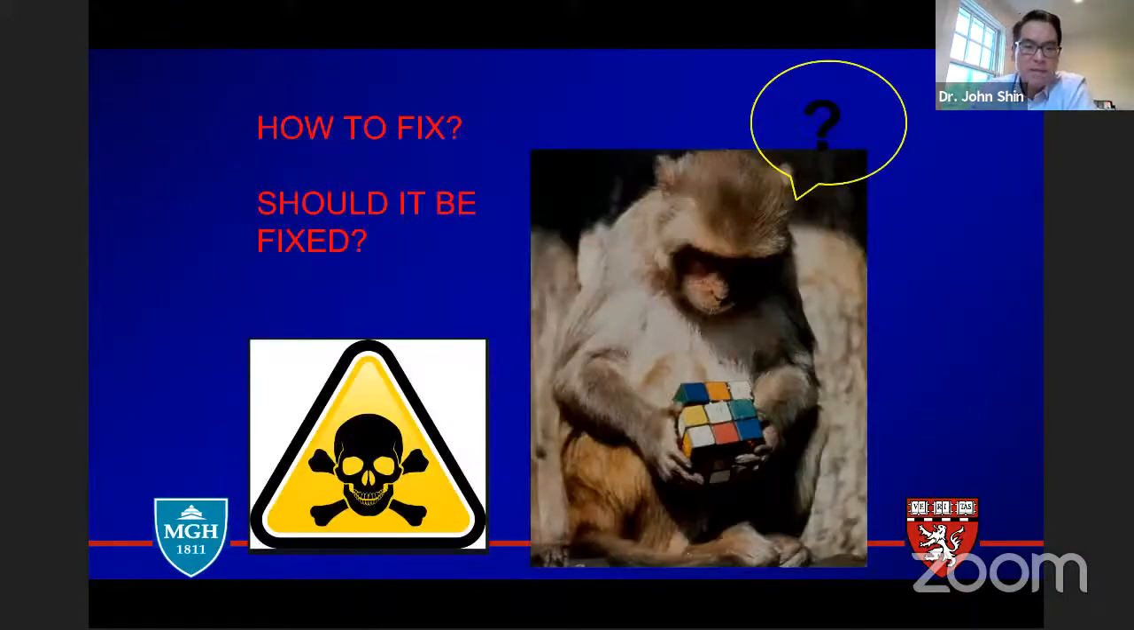So again, how to fix it? Should it be fixed? What's the danger involved? We all take on risks. We all have different risk tolerances, surgeon and patient alike. And these are the major considerations I want you to think about as we go through these slides.